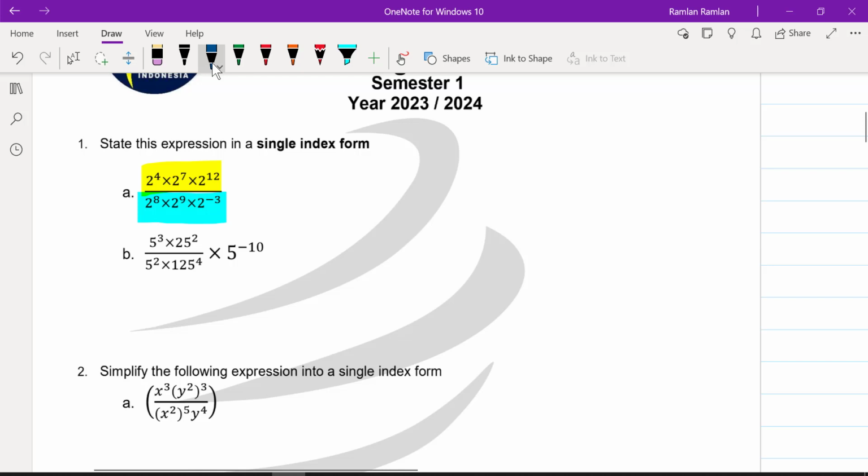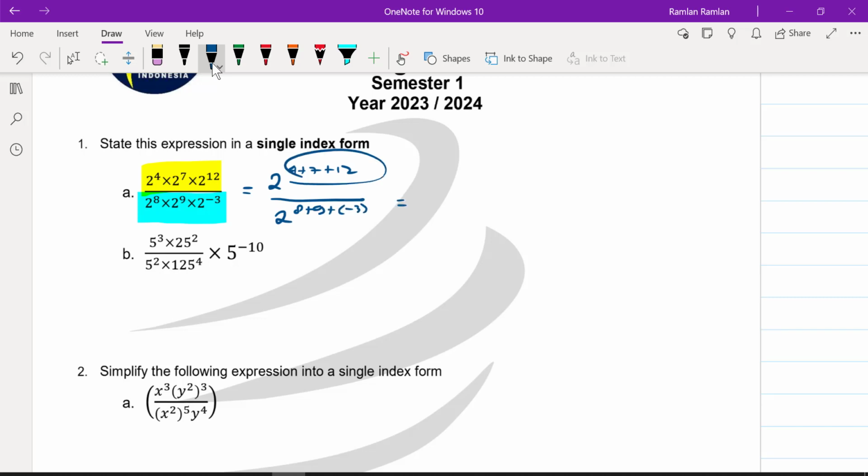Keep in mind that you need to write down all the process here. Let's start. I'm going to do the numerator first. This is 2 to the power of 4 times 2 to the power of 7 times 2 to the power of 12. All of them have the same base and they're being multiplied, so we can add the power. It's 2 to the power of 4 plus 7 plus 12. That's for the numerator. The same thing with the denominator: all of them have the same base, which is 2, and we're multiplying, so we only need to add the power. There'll be 2 to the power of 8 plus 9 plus negative 3.